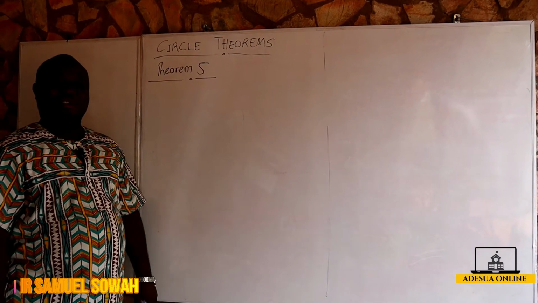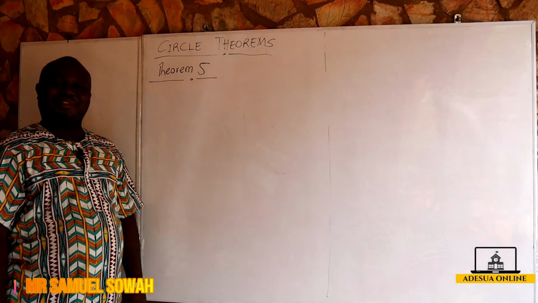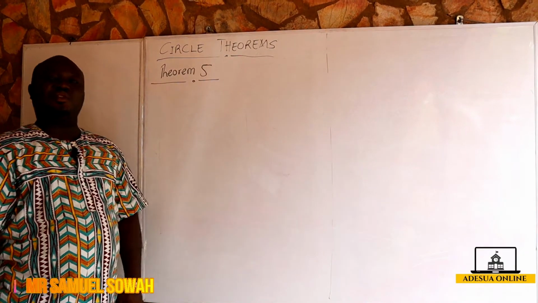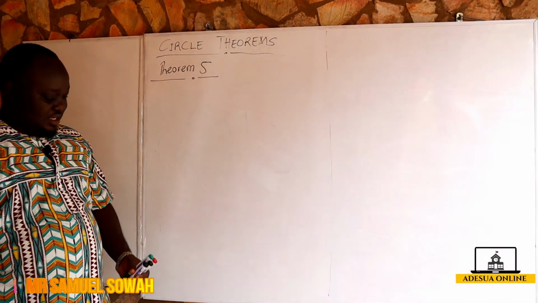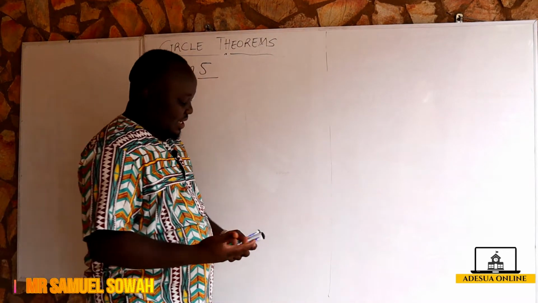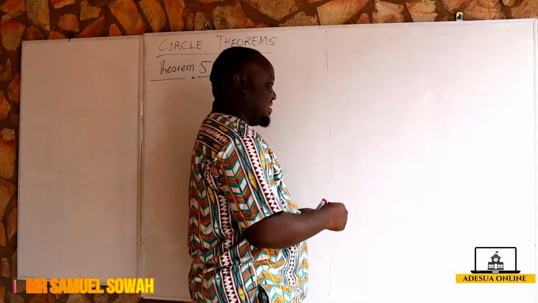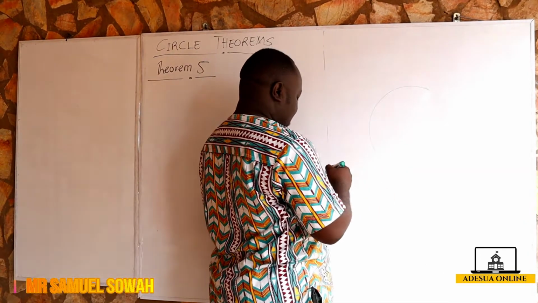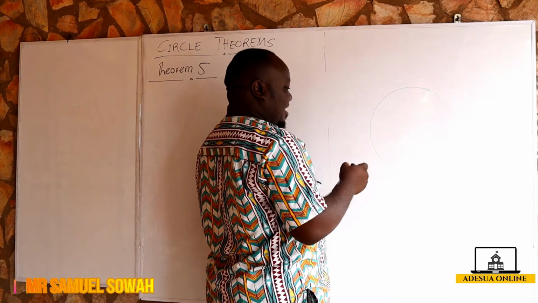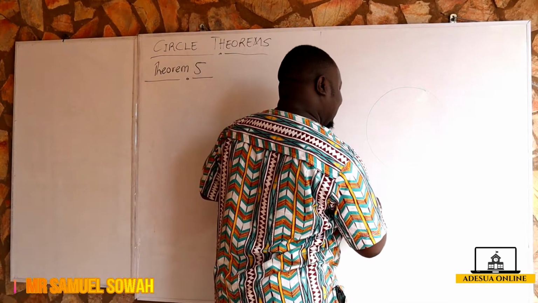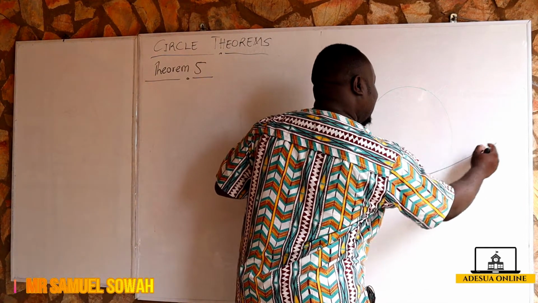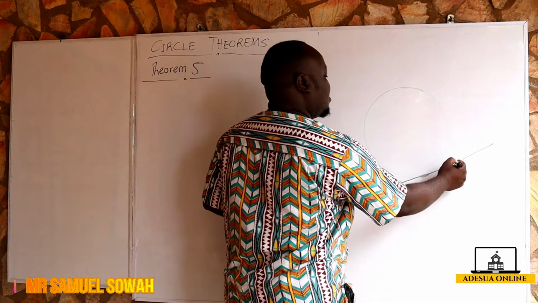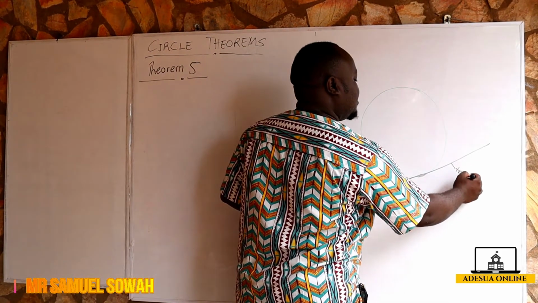So we are going to continue our lesson with Theorem 5. Theorem 5 makes use of a tangent. Let me explain what we mean by a tangent in this case. If I have a circle and a straight line just touching the circumference of the circle, this is what we call a tangent.